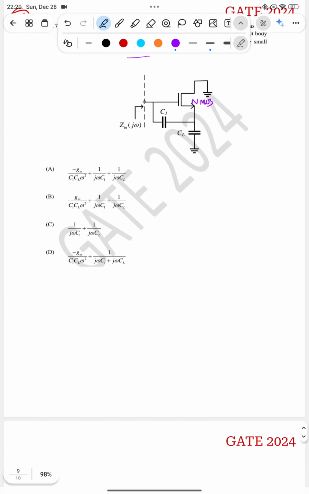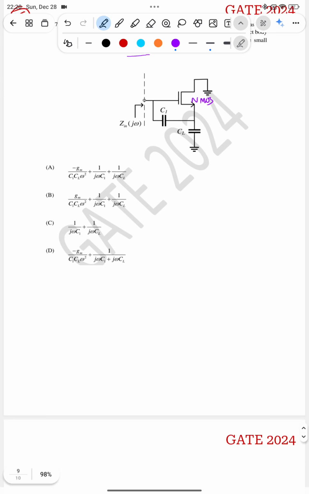So let me redraw this circuit by redrawing the NMOS in its small signal equivalent. How will I draw that? I have the gate, drain, and this is the source. Between gate and drain it is open, and between the drain and source there is a current source, that is GM VGS, VGS being the voltage across gate and source. If you see here, this is the drain, this is the gate, and this is the source. From drain it is connected to ground.